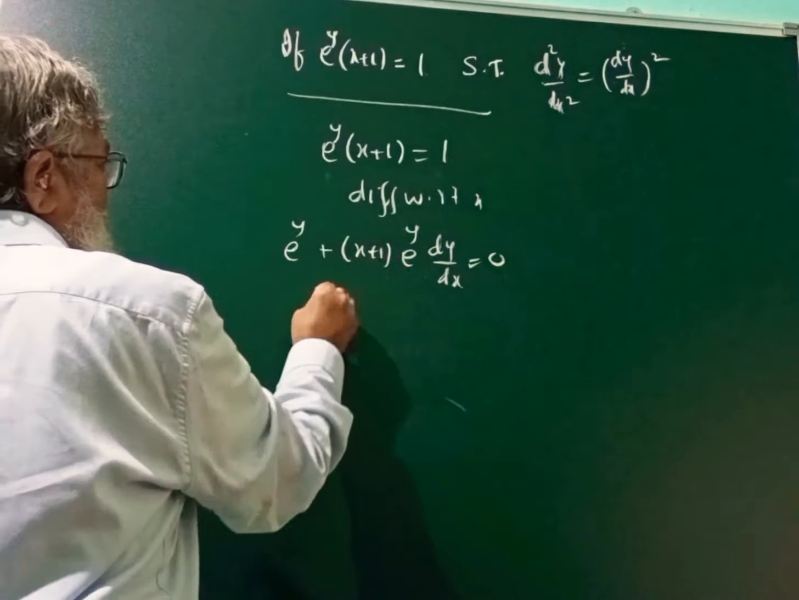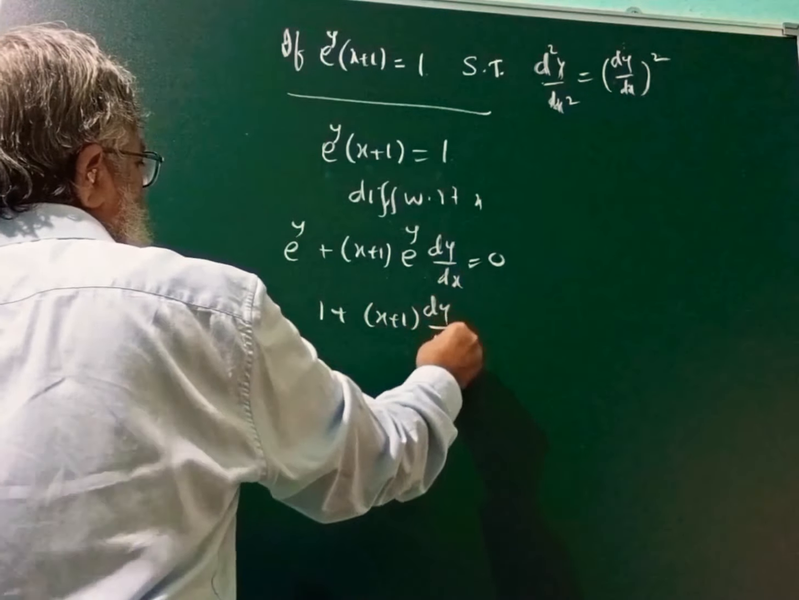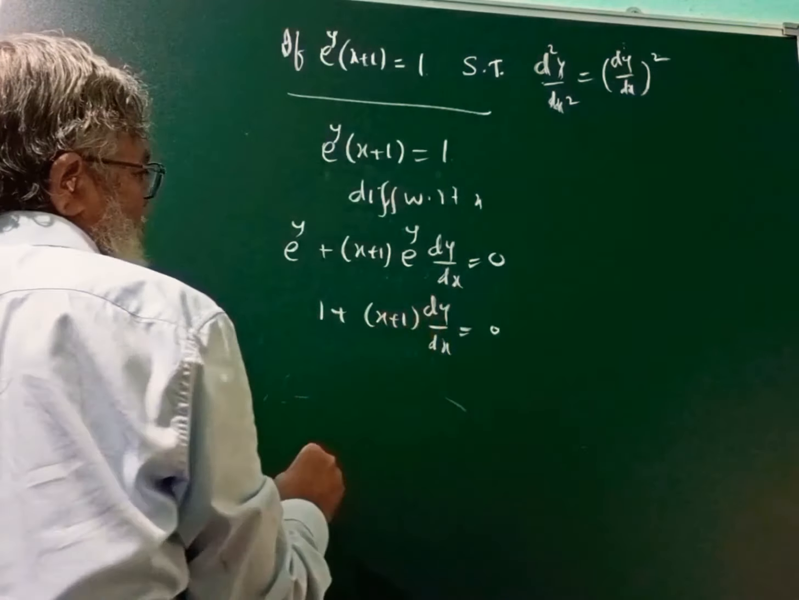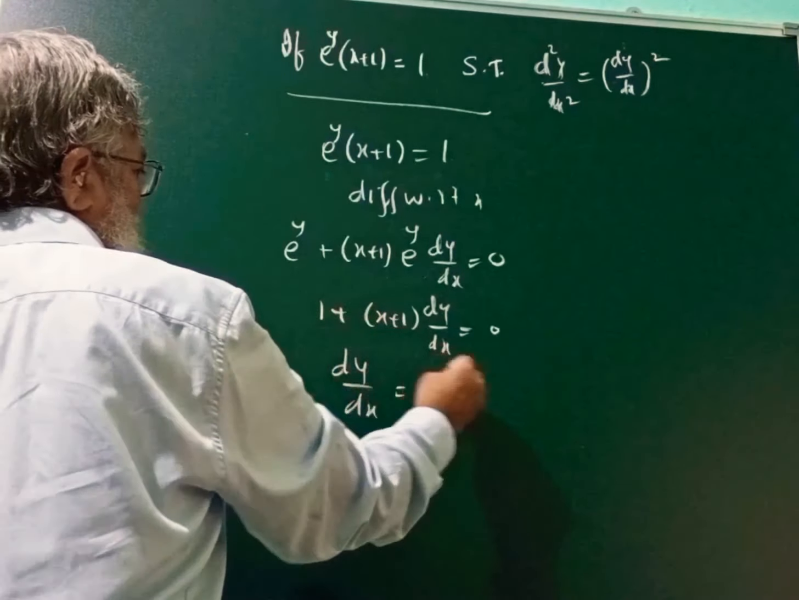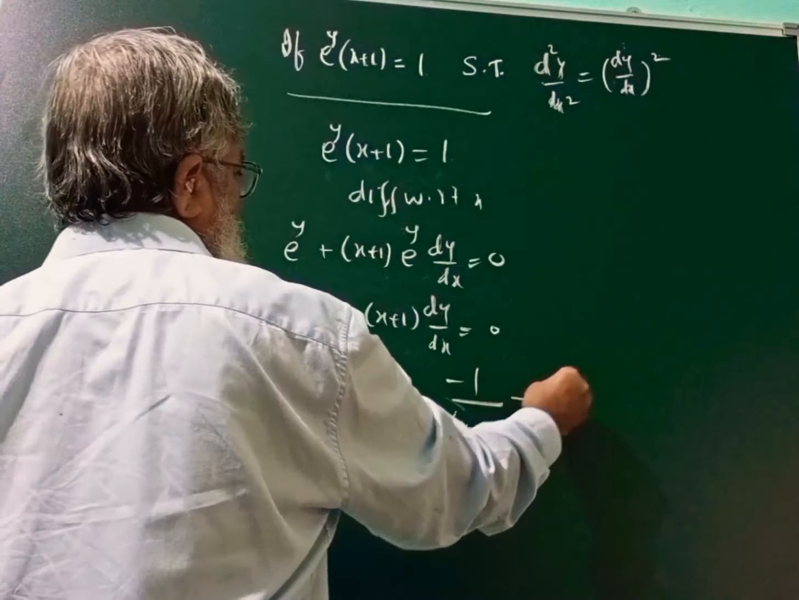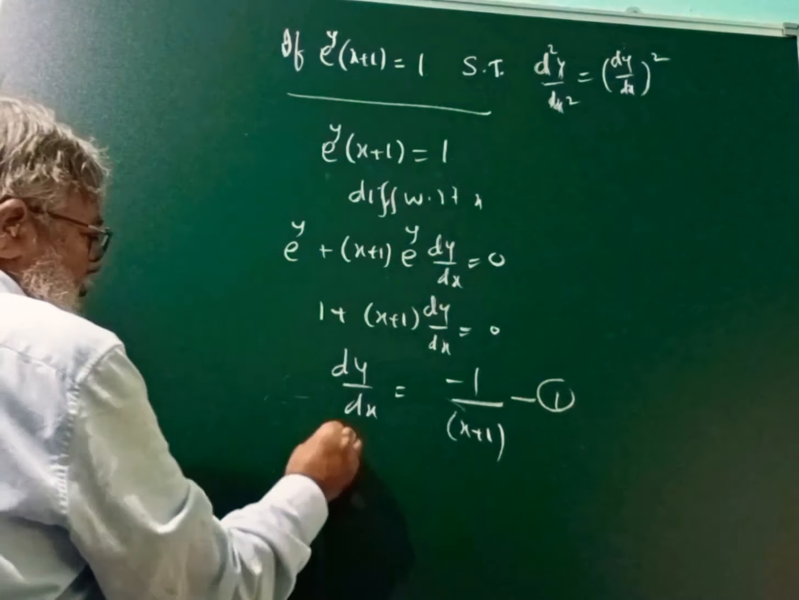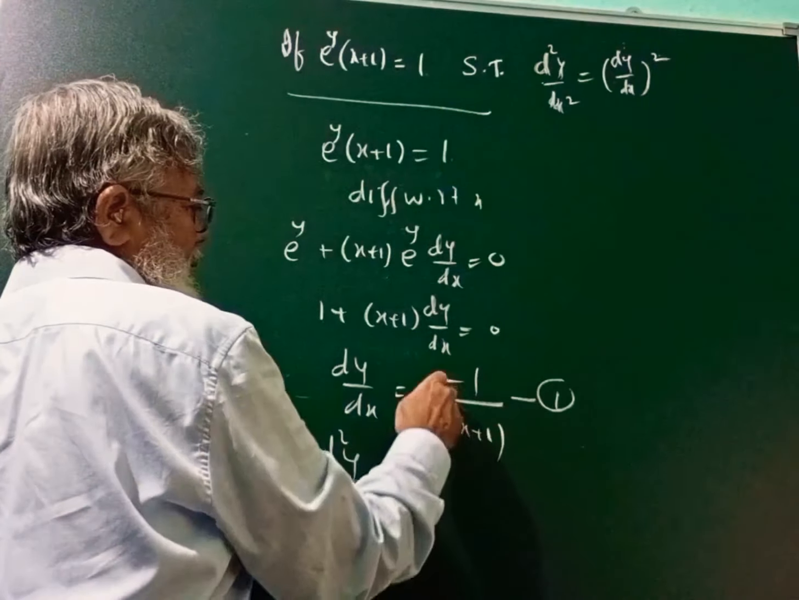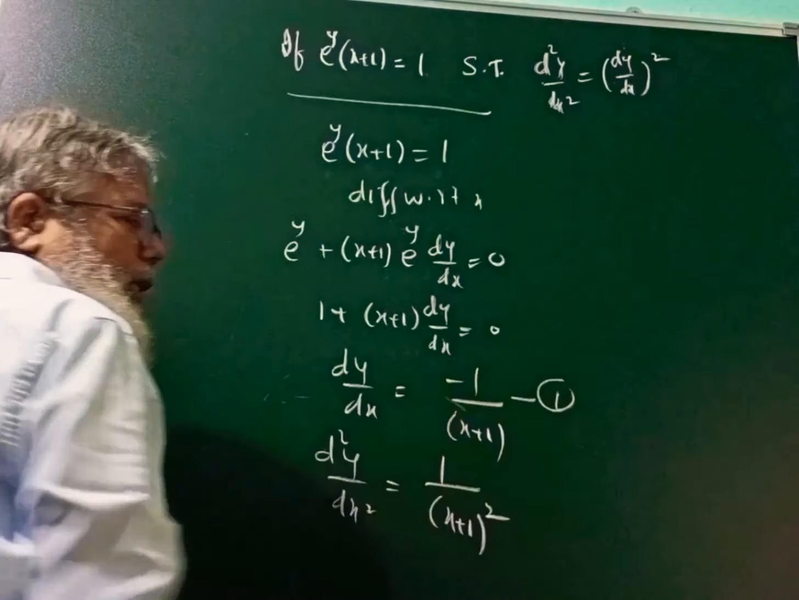Dividing by e raised to y, 1 plus x plus 1 into dy by dx is equal to 0 here, since e raised to 0 is 0. Or dy by dx can be written as, taking 1 to that side, minus 1 by x plus 1, equation 1. One more differentiation is required, d square y by dx square. Differentiation of 1 by x plus 1, minus of minus plus, 1 by x plus 1 whole square.